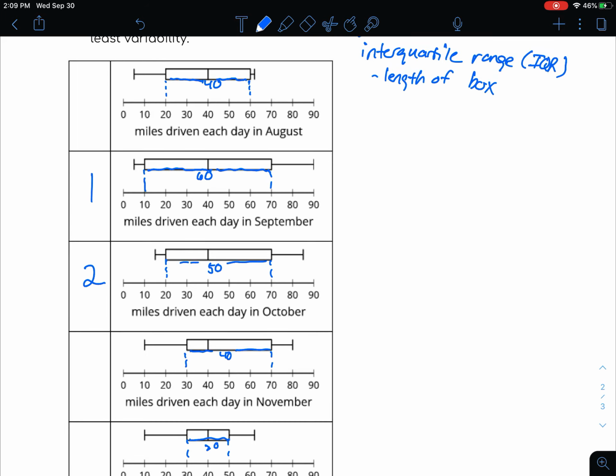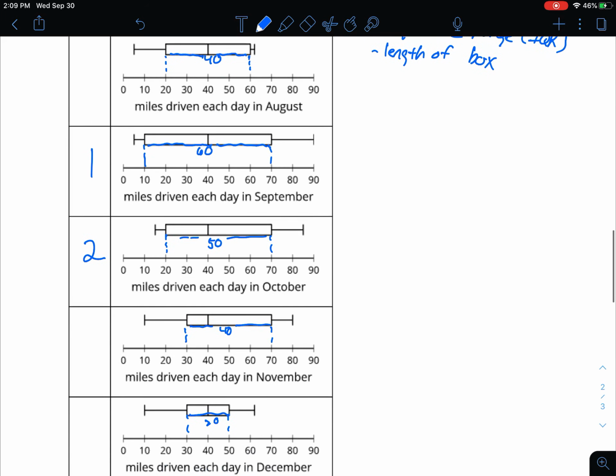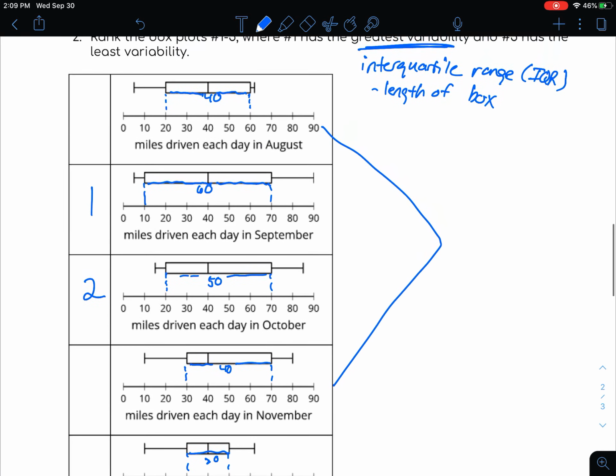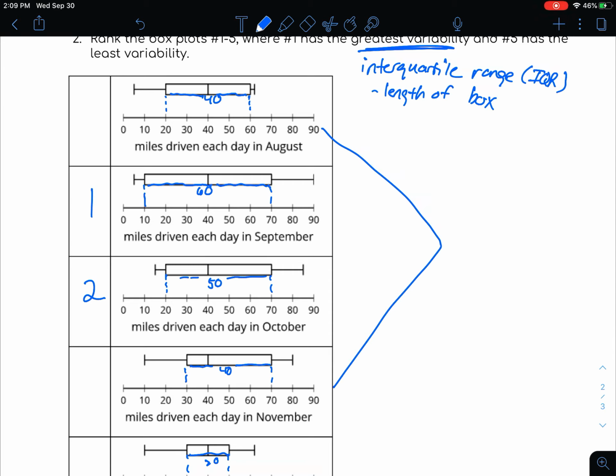And then November and August both have the same interquartile range. So notice these two have the same interquartile range. So maybe the tiebreaker might be to go to the entire range. So if we look at the entire range, this one goes from 10 up to 80. So the entire range right there is 70.